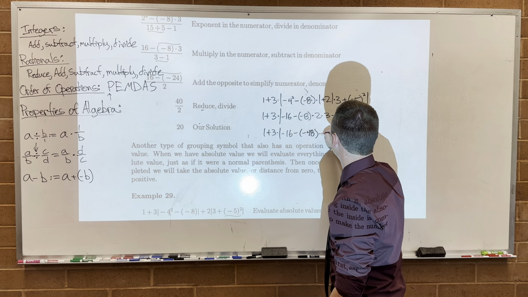Distributive property. So this is one of the properties of algebra. I showed you those list of 10 axioms. These are rules that we're allowed to do. When we distribute, A times B plus C is A times B plus A times C.